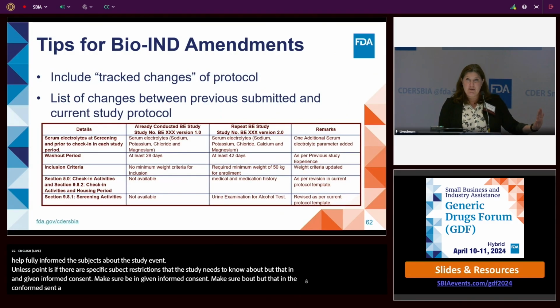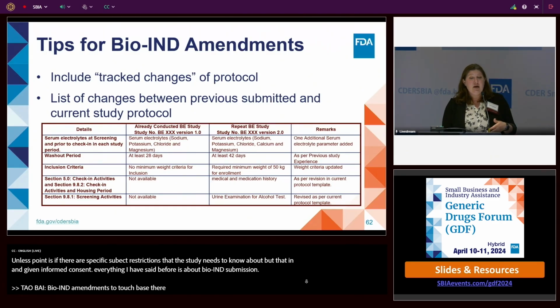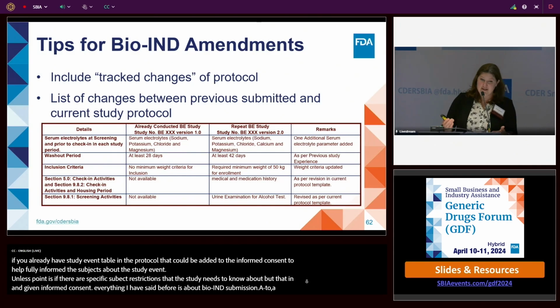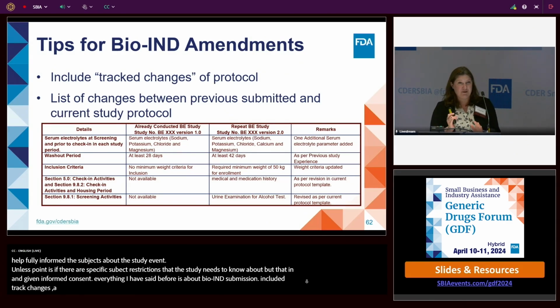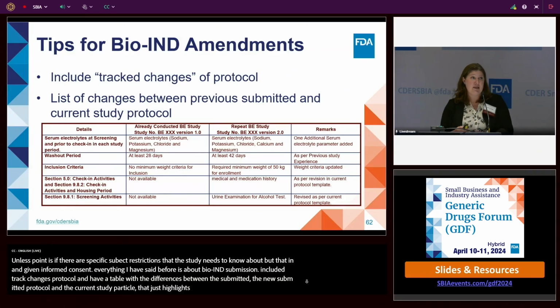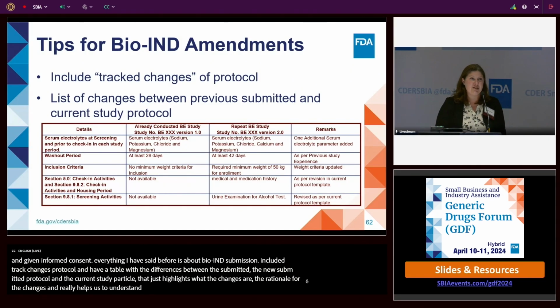Everything I've said before is about Bio-IND submissions, mostly new submissions, but for Bio-IND amendments, just to touch base there, if you are amending the Bio-IND, just include a track changes protocol, and ideally it would be very nice to have a little table with the differences between the new submitted protocol and the current study protocol. That highlights for us what the changes are, the rationale for the changes, and really helps us understand the thought process and ensure that there is no change to patient safety with this new amended protocol.